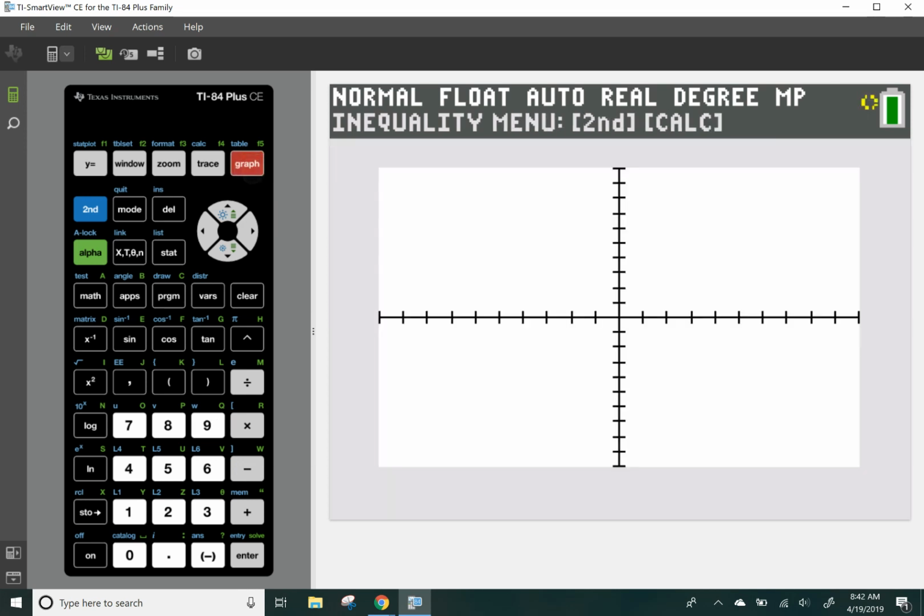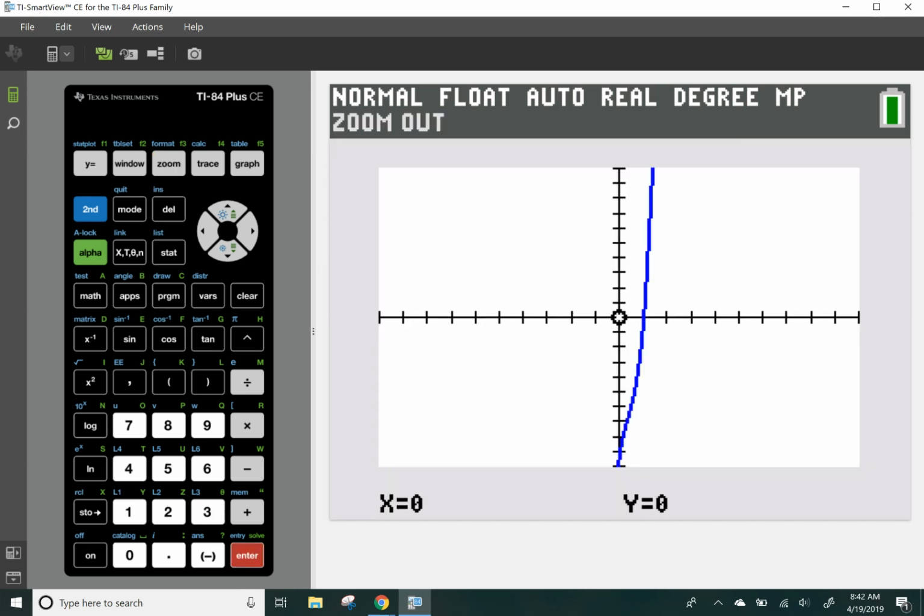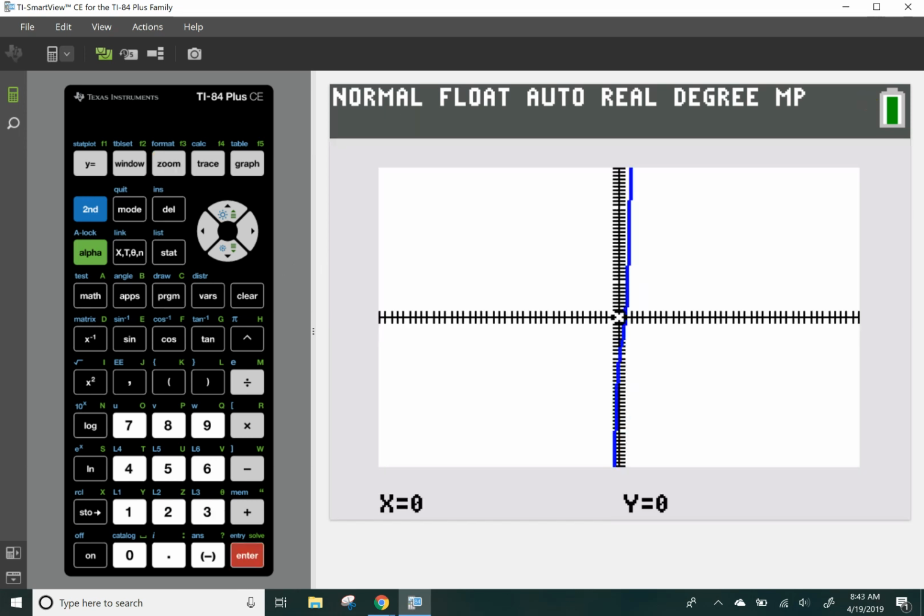So if we graph it, real roots are where it crosses the x-axis. Excuse my voice crack there, I woke up just a moment ago. Now it looks like it only crosses once, but just to be sure, let's zoom out. Hit zoom, zoom out is the third option, and hit enter. Okay, so it's only going to hit the x-axis in that one place.